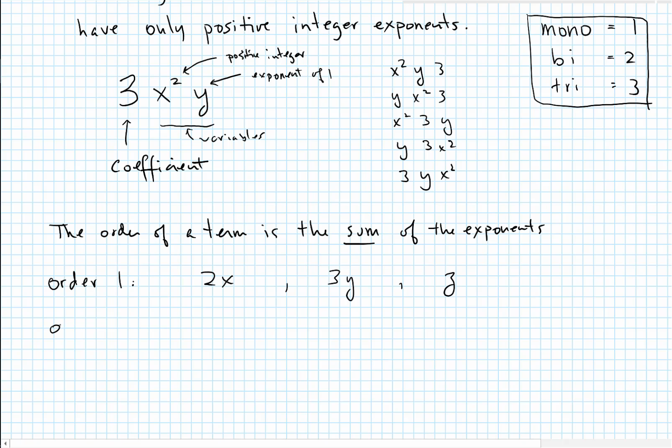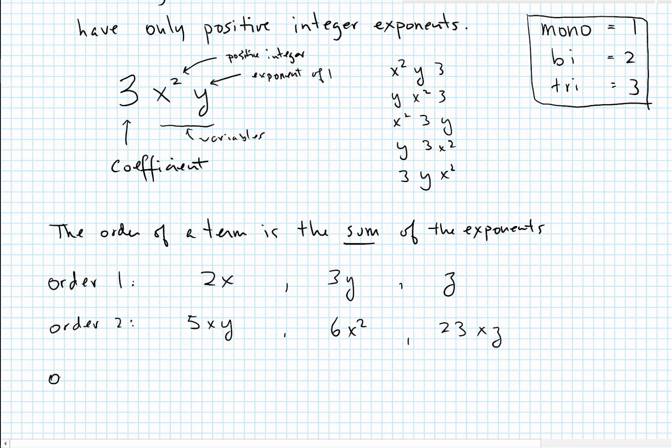Let's take a look at a few with an order of 2. So one way we could get an order of 2 is by having two variables, each with an exponent of 1, so 5xy. We could have something like 6x squared, where the single variable x has an exponent of 2. Again, the coefficient really doesn't make any difference here. 23xz, for instance, is fine.